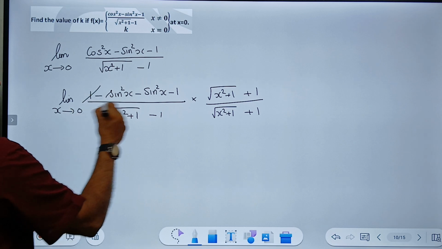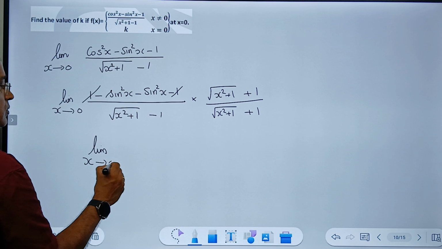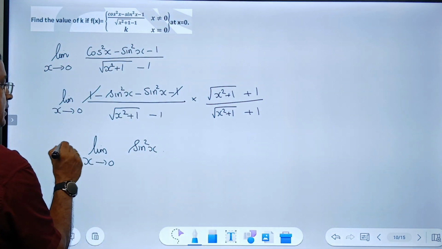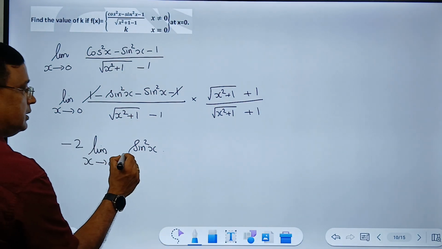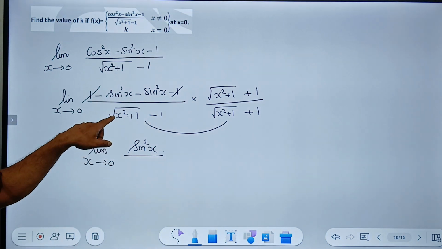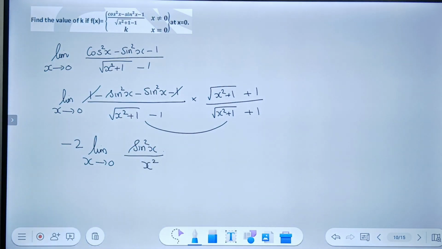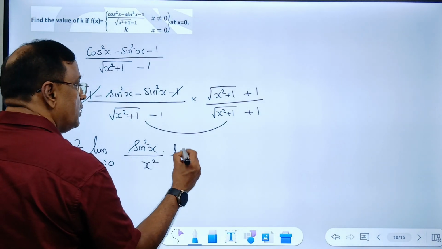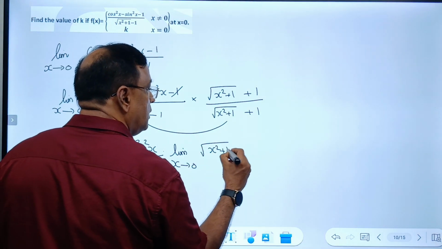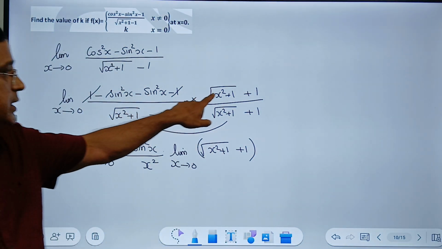Now clearly plus 1 and minus 1 cancel. So what do I get? Limit x approaches 0, I get sine square x, of course I get minus 2 sine square x. I'll keep the minus 2 outside. Divided by, what is this? A square minus b square. It will be x square plus 1 minus 1. So effectively it is only x square, correct? And this is limit x approaches 0, root of x square plus 1 plus 1. This I did not use till now.